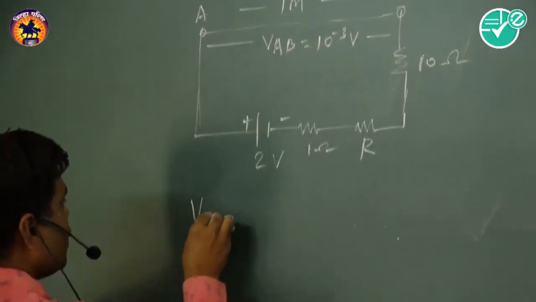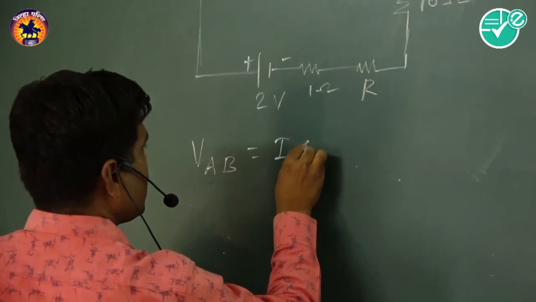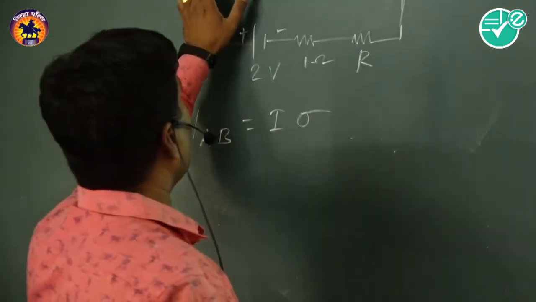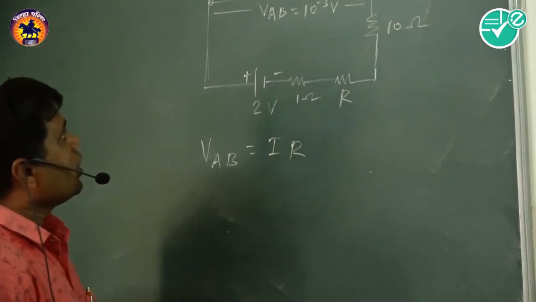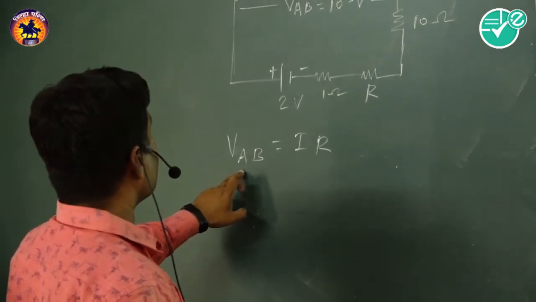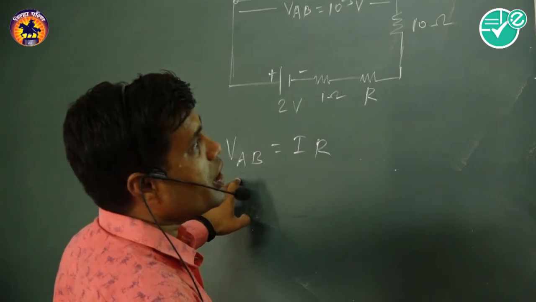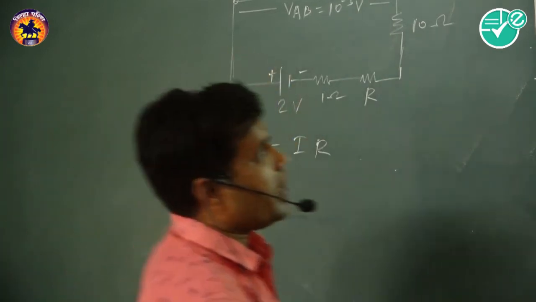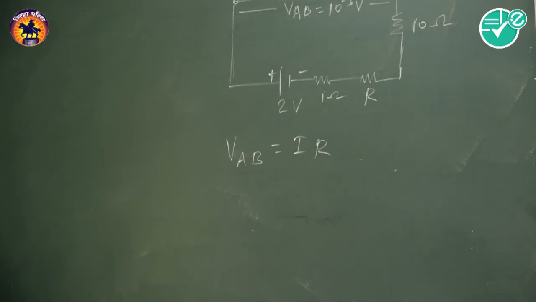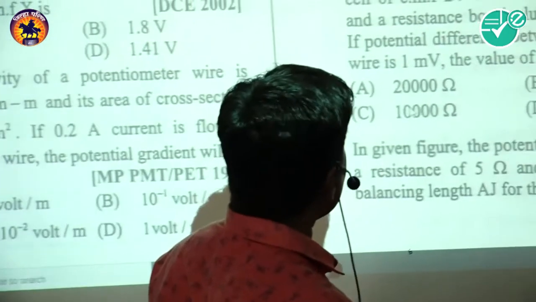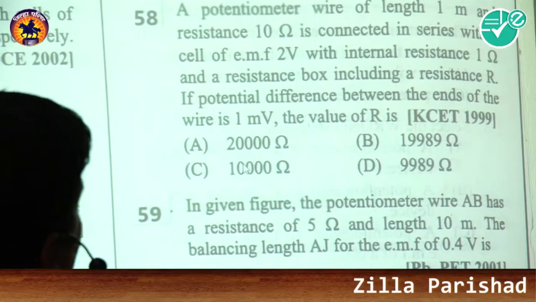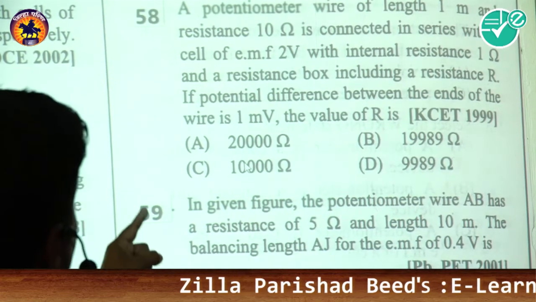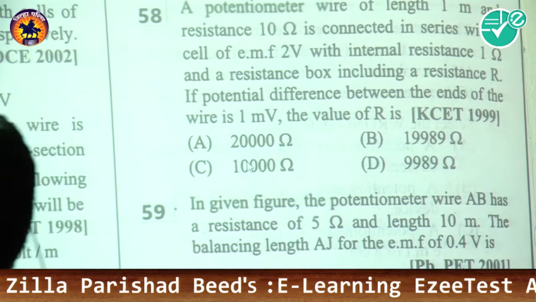VAB is equal to I sigma. This potential difference is equal to I into R. So, 10 to the power minus 3 volt, means 1 millivolt, is the potential drop across the wire, and the wire has a length of 1 meter and resistance 10 ohm. A potentiometer wire of length 1 meter and a resistance of 10 ohm is connected in series with an EMF of 2 volt battery and 1 ohm resistance including a resistance of R. So, this wire has a resistance of 10 ohm.